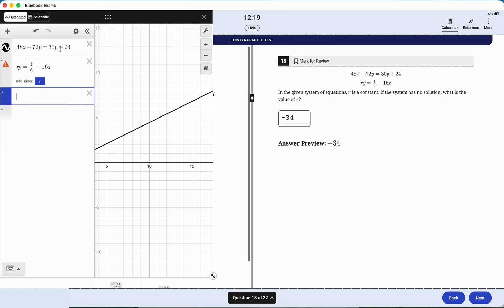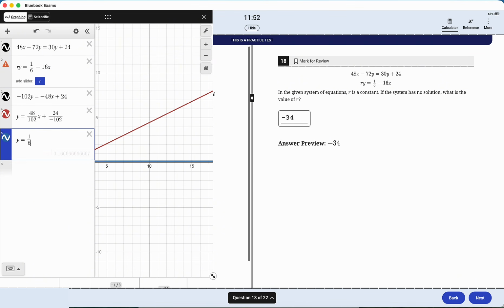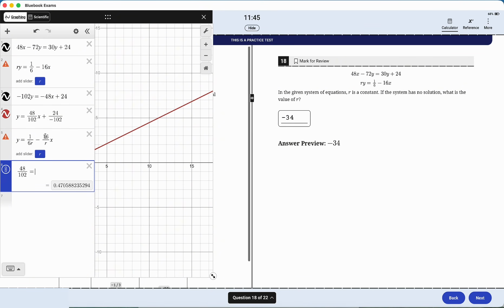So you see this first one, I'll move 48x to the other side, I'll subtract 30y, so it'll be -102y equals -48x plus 24. And then I just have to divide by -102, right? So this will be 48x over 102, the negatives cancel out, plus 24 over -102. I don't really have to simplify it because Desmos will do the math, but this is my slope for this one. And this other one, I just have to divide by r, so that'll be 1 over 6r minus 16 over r x, right? So now you see I have the slope of this one, it's 48 over 102. It has to equal the slope of this one, which is -16 over r.